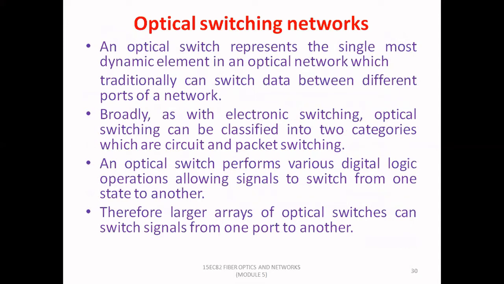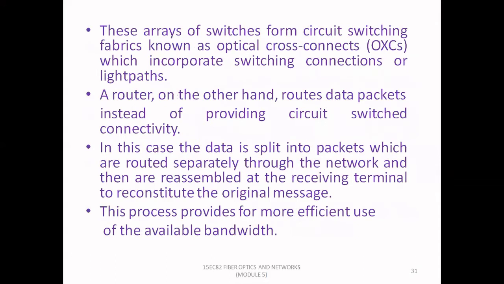Next topic is optical switching networks. An optical switch represents the single most dynamic element in an optical network, which traditionally can switch data between different ports of a network. Broadly, as with electronic switching, optical switching can be classified into two categories, which are circuit and packet switching. An optical switch performs various digital logic operations, allowing signals to switch from one state to another. Therefore, larger arrays of optical switches can switch signals from one port to another. These arrays of switches form circuit switching fabrics known as optical cross connects, which incorporate switching connections or light paths.